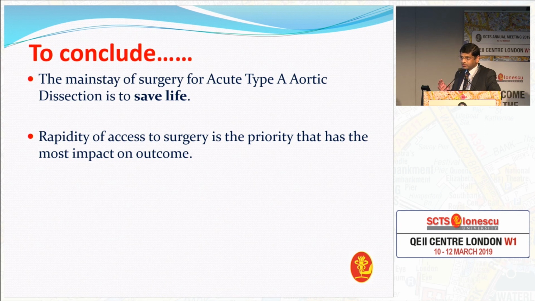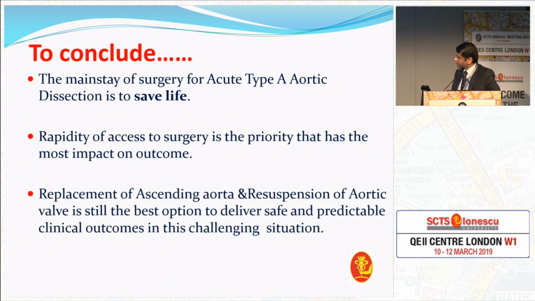And while it is great to think that we would like to have the aorta as close to the preoperative non-dissected state, one has to be pragmatic about these things. And replacement of the ascending aorta and resuspension of the aortic valve is still the best option. Not the only option, but still the best option to deliver a safe and predictable clinical outcome in a challenging situation. Thank you.